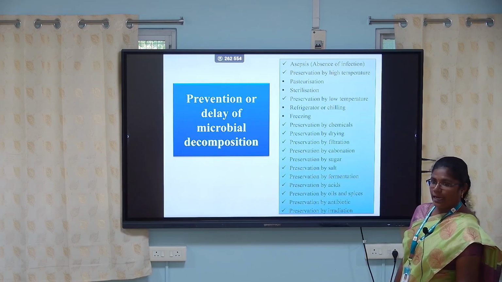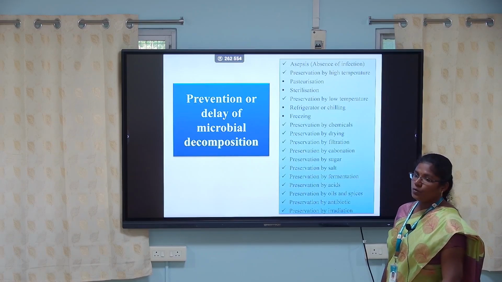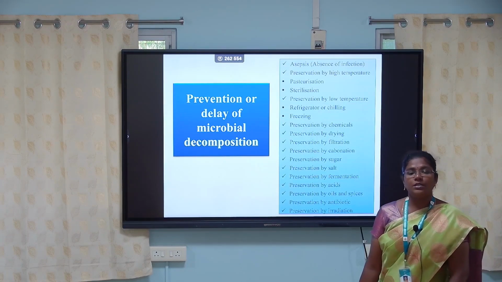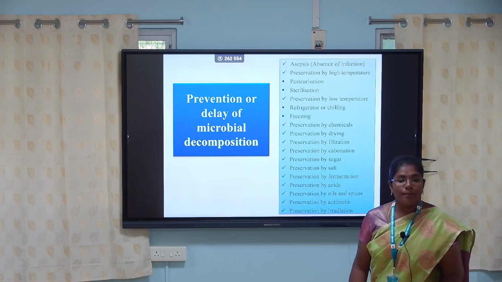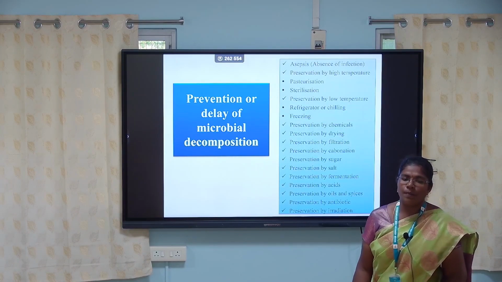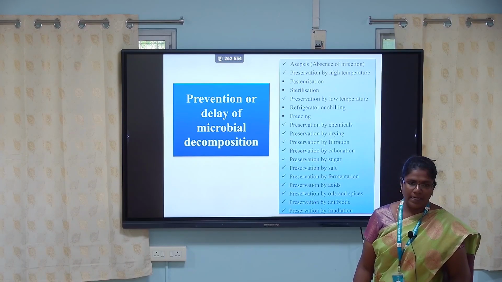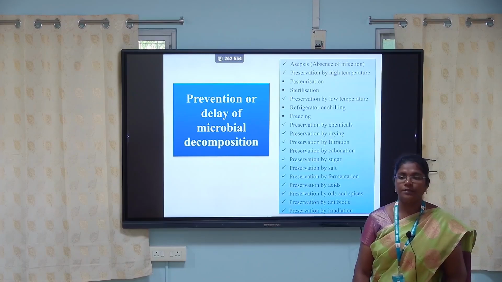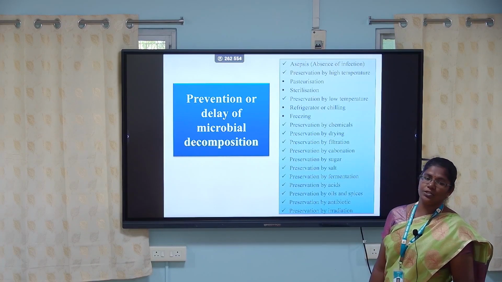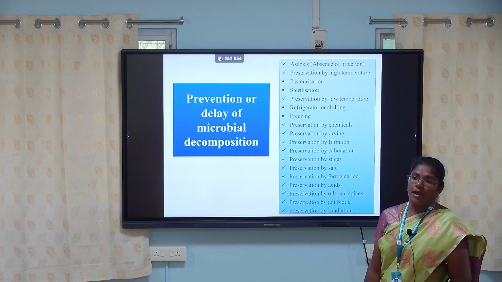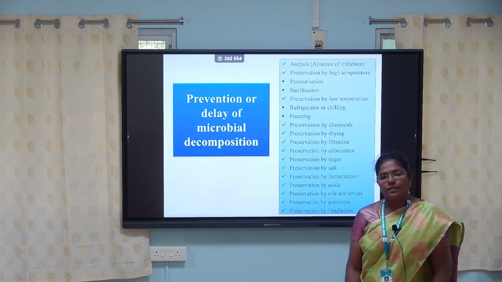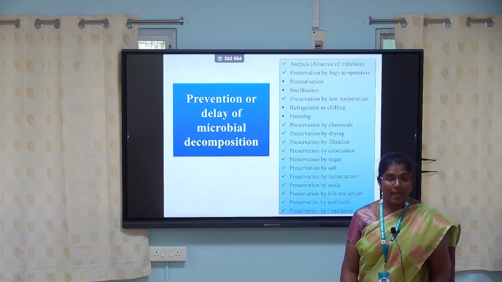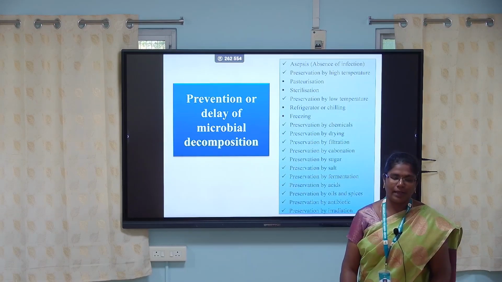Next is preservation by high temperature. In high temperature, two techniques are involved, that is pasteurization and sterilization. Pasteurization is applying heat below 100 degrees Celsius. It is also partial killing of microorganisms. Examples: milk and milk based products can be suggested. And coming to sterilization, sterilization is applying heat above 100 degrees Celsius, and it is complete killing of microorganisms. Examples can be canned fruits and vegetables or canned food products.